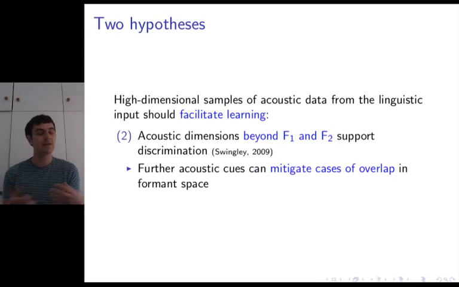Many of the models in this domain consider just the distribution of the first two formants. There's more to vowel acoustics than that. It's possible that some of the cases of overlap and ambiguity that we see in formant distributions may be mitigated in a way that permits learning by including dimensions such as vowel duration, formant dynamics, and the third formant in addition to the first two.